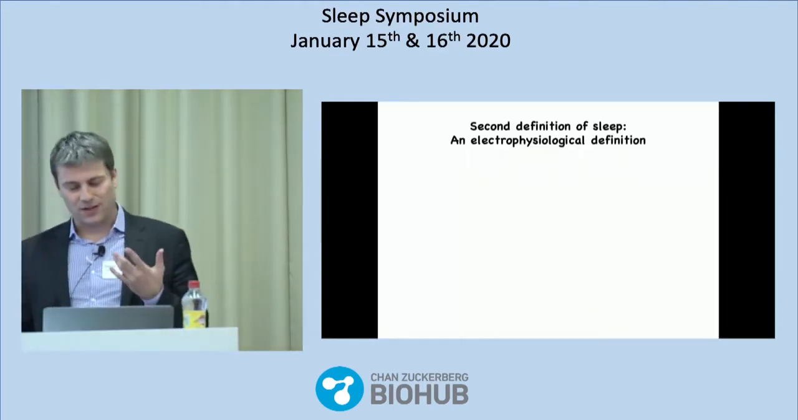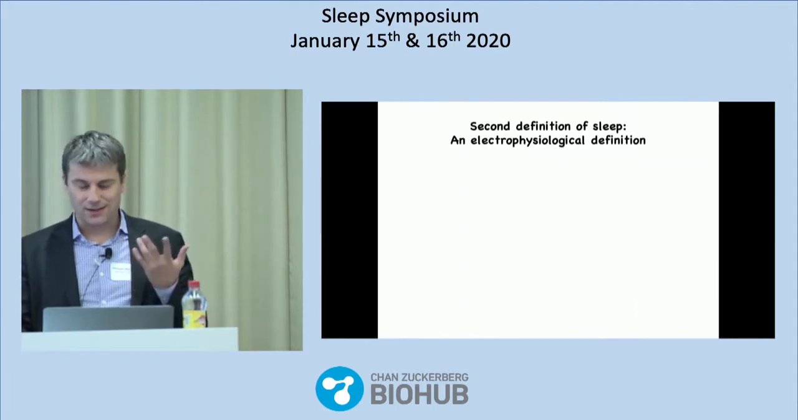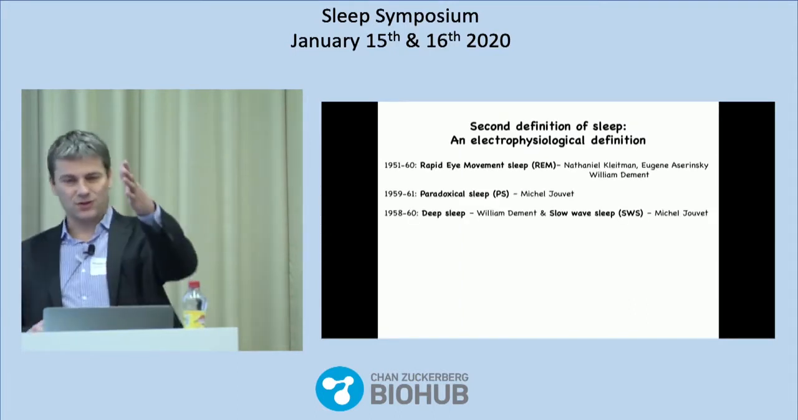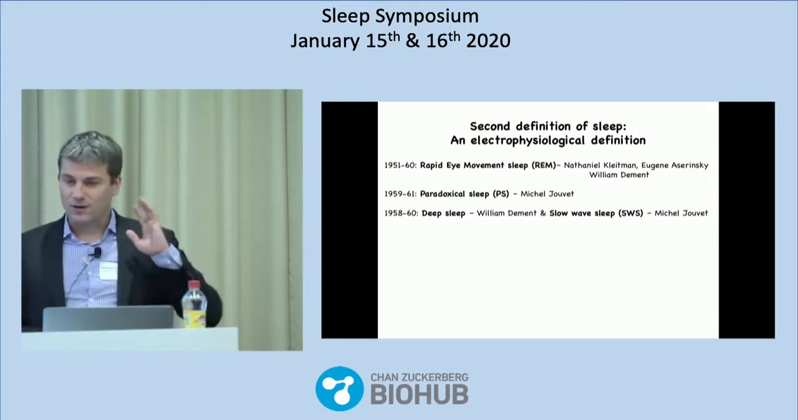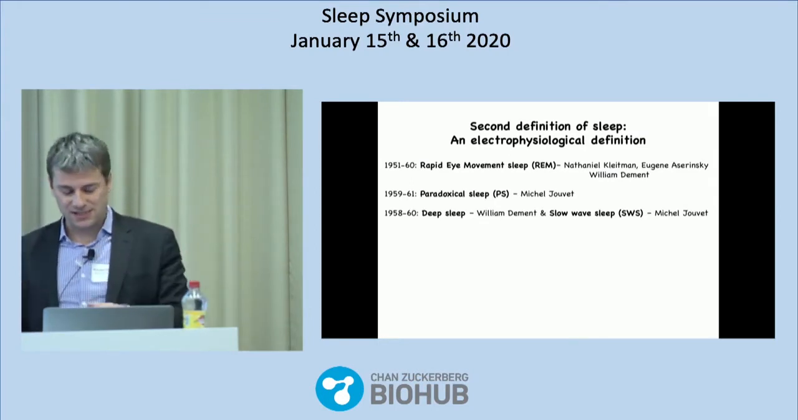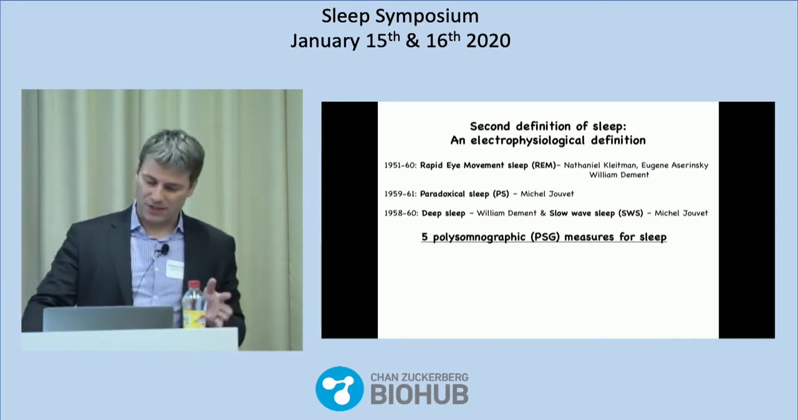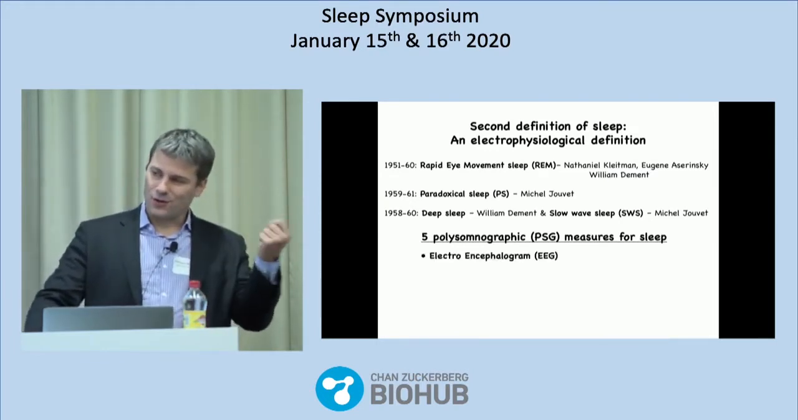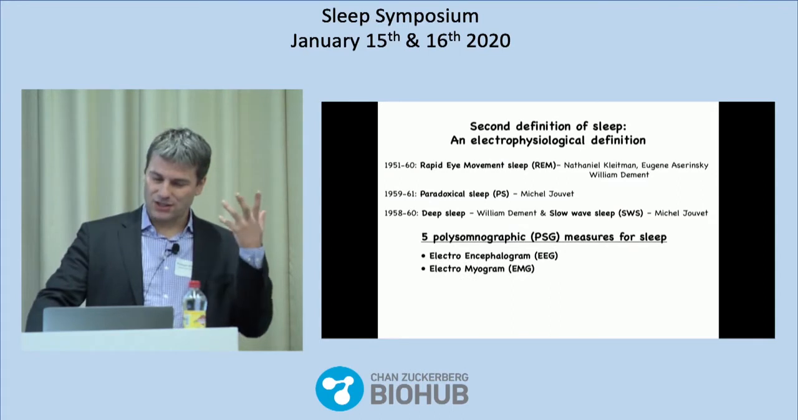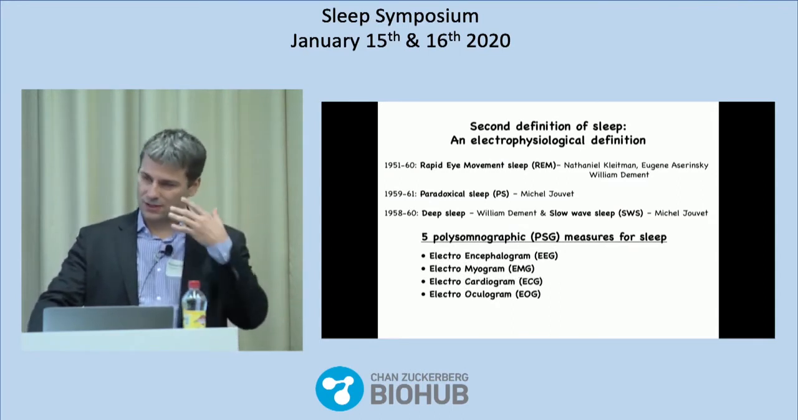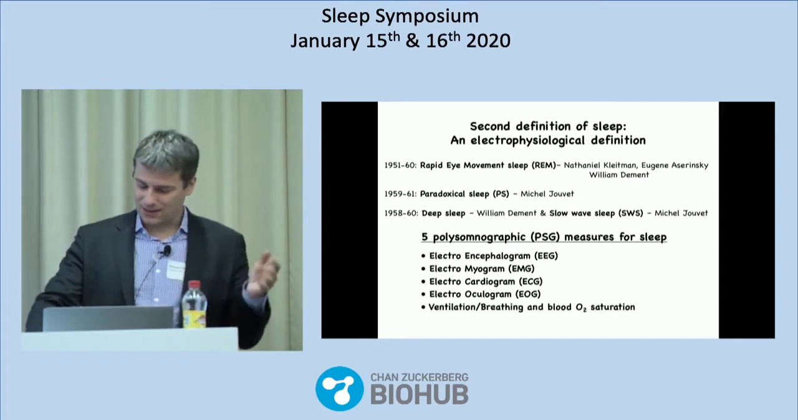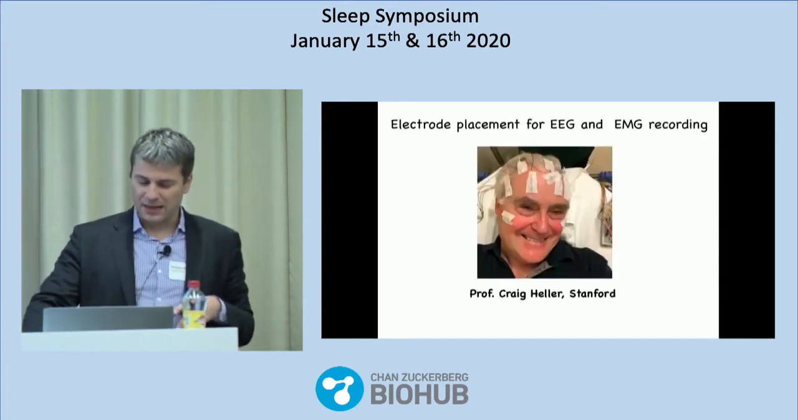The second definition that is important to know is the electrophysiological definition that Michel Jouvet and Bill Dement in this room established in the 50s and 60s using polysomnography, meaning measures that record the surface of the brain, EEG, the voluntary muscle tone, EMG, the cardiac system, and of course you can have the eyes and the breathing system recorded.